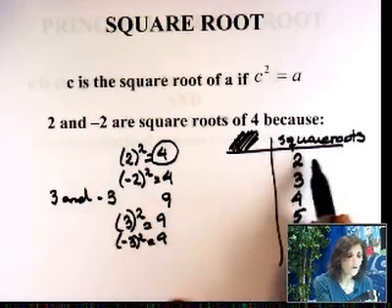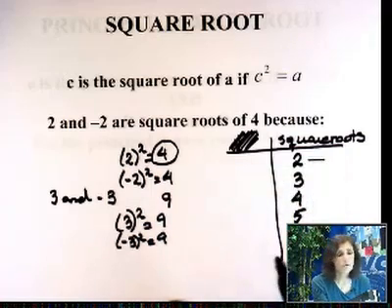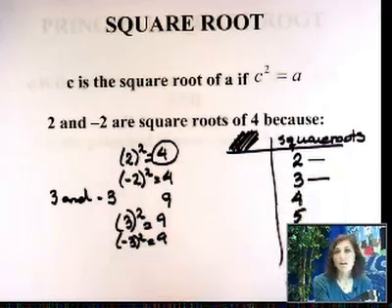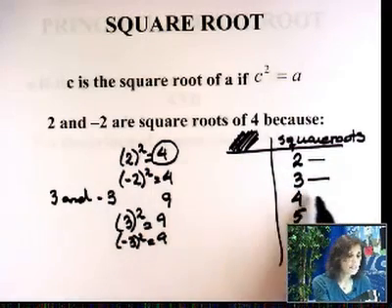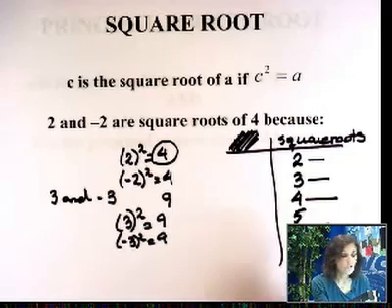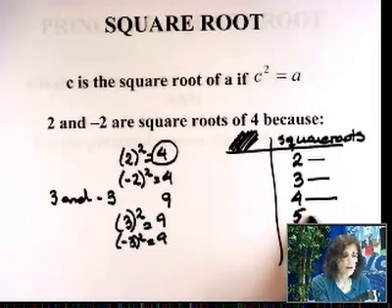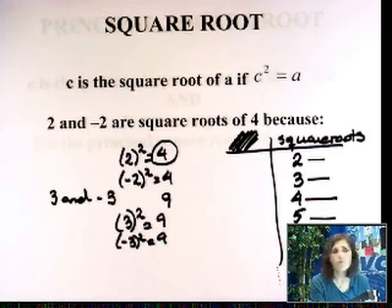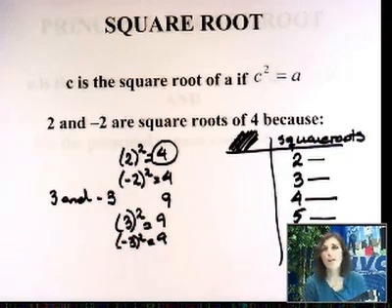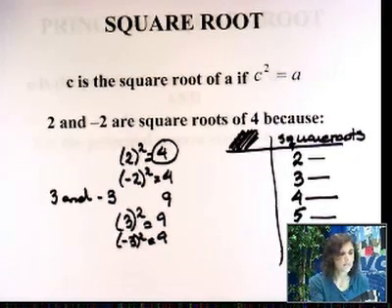The square root of 4 is 2. Square root of 9 is 3. Square root of 16 is 4. Square root of 25 is 5. Square root of 36 is 6, and so forth. It would really help to memorize some of these numbers.